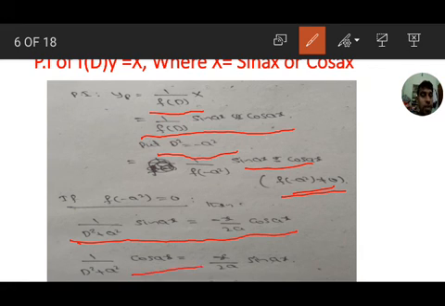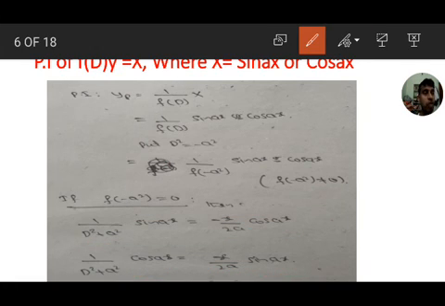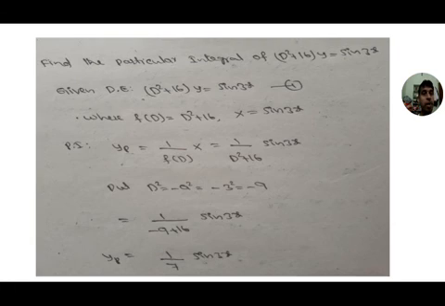1 by D square plus a square cos ax equal to x by 2a sin ax. If it is cos ax, x by 2a sin ax. If it is sin ax, minus x by 2a cos ax. Okay, this is the method. In e to the power of ax, we substitute D equal to a. In sin ax or cos ax, in this method, we have to substitute D square equal to minus a square. Okay. Next problem.